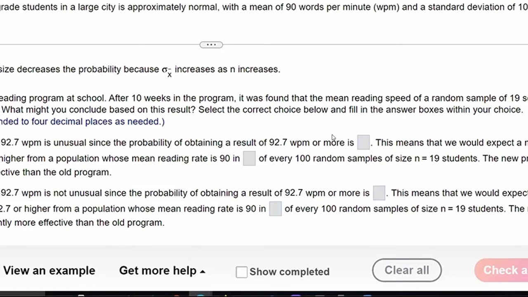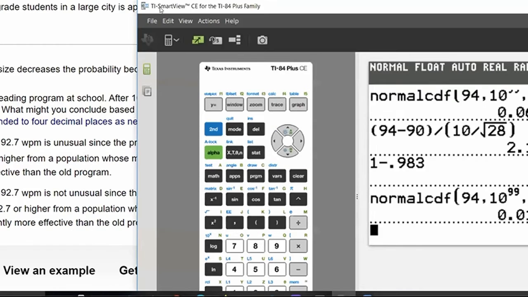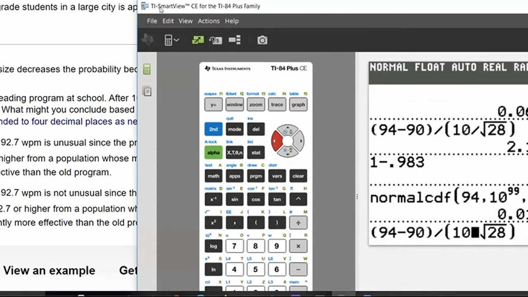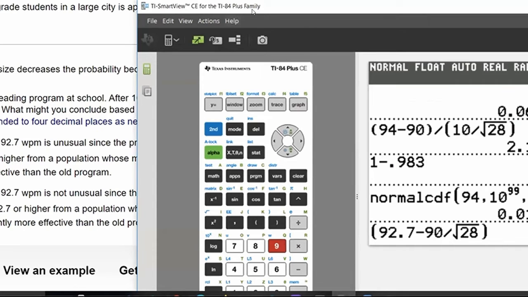The teacher instituted a new reading program. After 10 weeks, the mean reading speed of 19 of the students was 92.7. What might you conclude about this result? Well, Z-score wise, with 92.7, say mean of 90. But we have a sample size of 19.